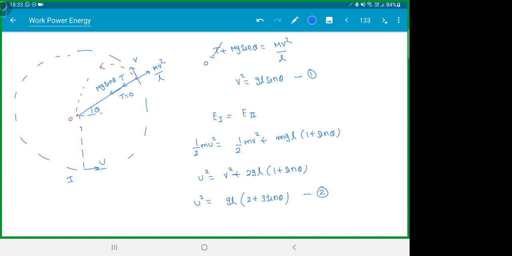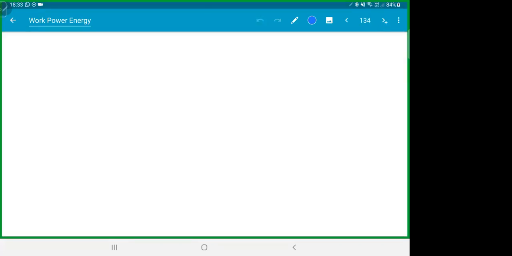Hmm. 2 plus root 3, root 5. Root 5 won't come, always. Now see.